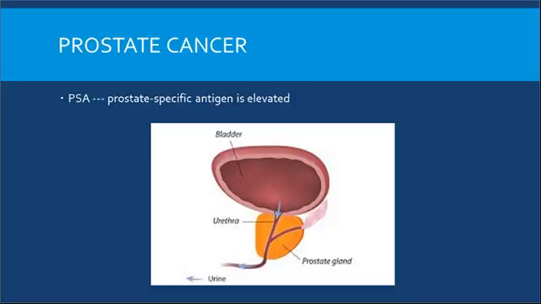A tidbit that your quiz focuses on is that a man who has had his prostate removed as a result of prostate cancer would have less viable sperm. So that is important to remember.